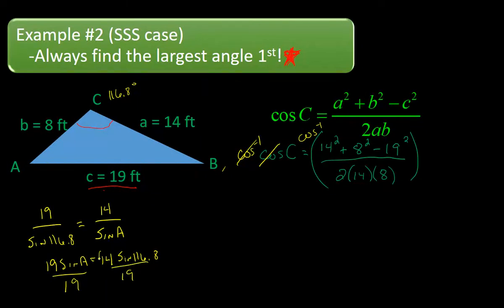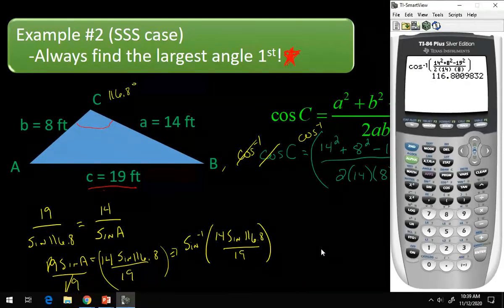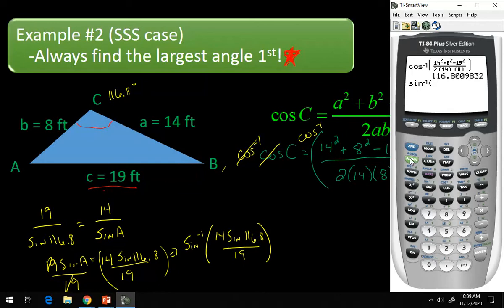So again, remembering that I will have to take sine inverse of 14 sine of 116.8 divided by 19, and that will get me angle A. So I'll go to my calculator. I'm going to go sine inverse. I'm going to make my fraction. I'll get 14 sine of 116.8 divided by 19, close off the parentheses, and I'll get angle A to be 41.1.